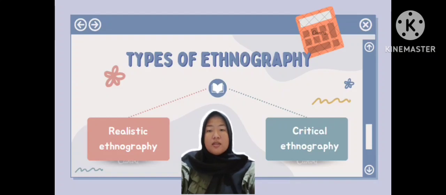Besides the characteristics, there are also the types of ethnography. So there are 2 types of ethnography. The first, realistic ethnography. Realistic ethnography shows object conditions in a cultural group reported from the third person point of view. And for critical ethnography, it is also a popular one. This critical ethnography approach is research that tries to respond to ongoing social issues like gender, status quo, inequality of rights, and equality.